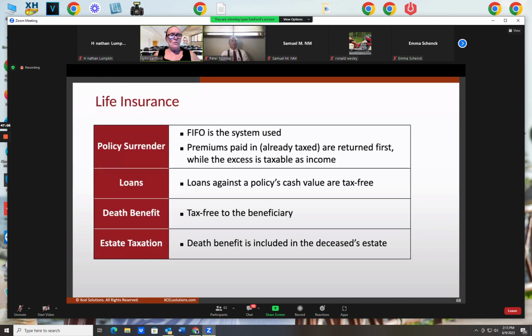Now, when you surrender a normal life insurance policy, that policy is FIFO. If you've ever taken an accounting course in your life, you learned about different accounting principles. One accounting principle is FIFO: first in, first out. Another accounting principle is LIFO: last in, first out.